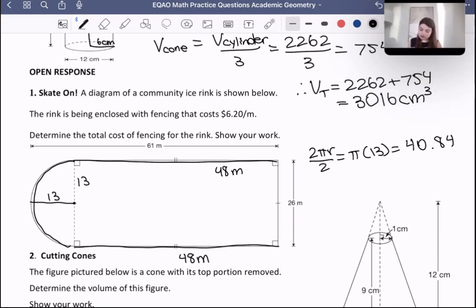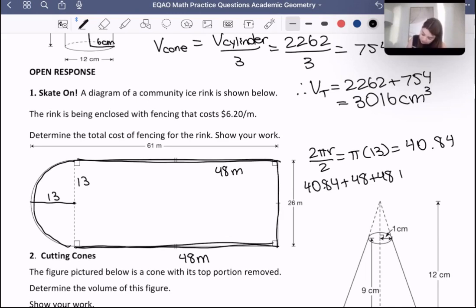So that's how much the circumference of the semicircle is. Now we need to add that circumference, the 40.84, to all the other ones. So plus 48 plus another 48 for these two sides, right? Plus this side here, which is 26 meters. So let's add all those together to find out the total amount of meters of fencing.